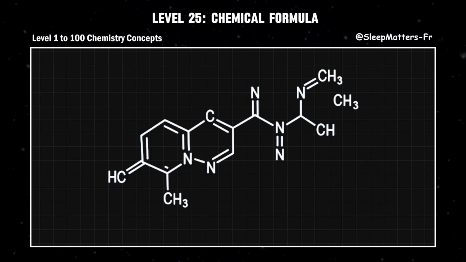These tiny symbols and numbers tell you the exact recipe for a substance, but they are not just letters. They are the truth. They tell you exactly what you are looking at, even if you cannot see the atoms. A chemical formula is a promise. It is a way of saying, this is what I am. I cannot be anything else. But chemical formulas also teach a deeper lesson.